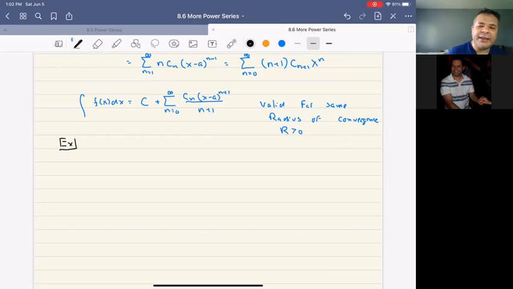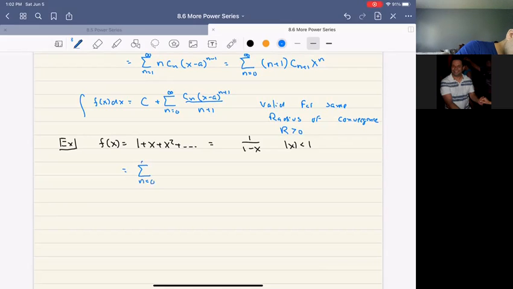Let's take an example. Let's say that we have our geometric series. So this equals 1 over 1 minus x, and this is for absolute value of x less than 1. Okay, let me write that in terms of its sum. n goes from 0 to infinity, x to the n.